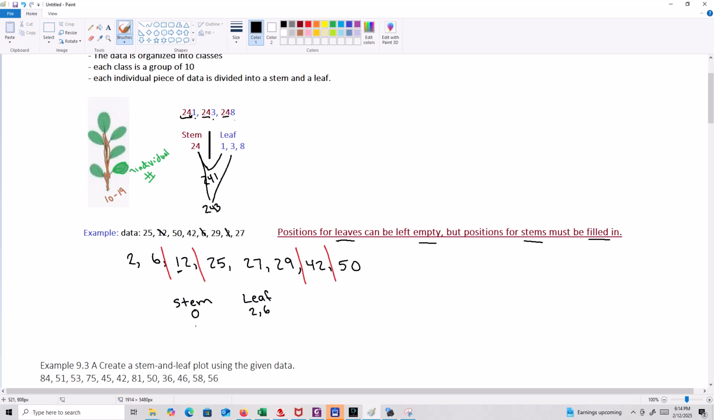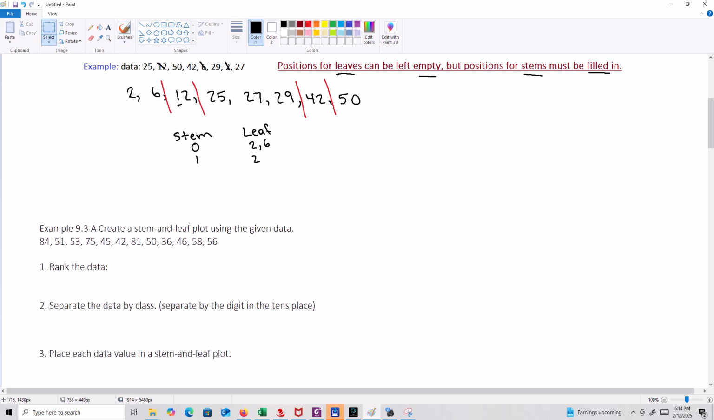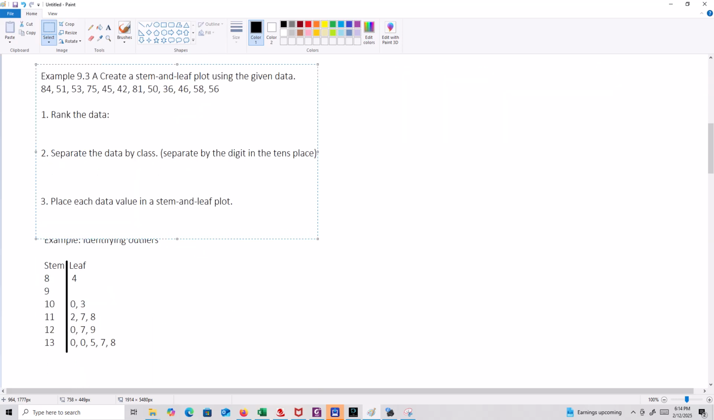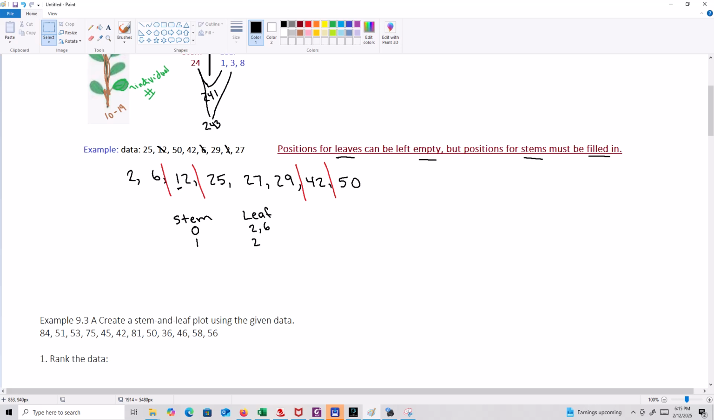Then my tens digit for the next class up is 1, and the leaf becomes 2. Oh, running out of space. All right. Then my next stem is 2, and my leaves are 5, 7, and 9.